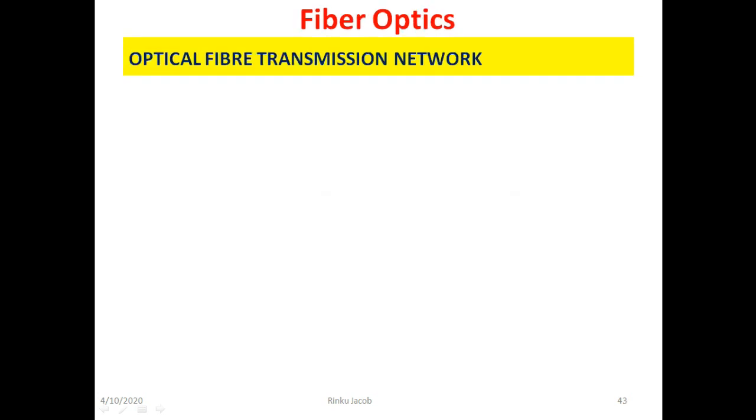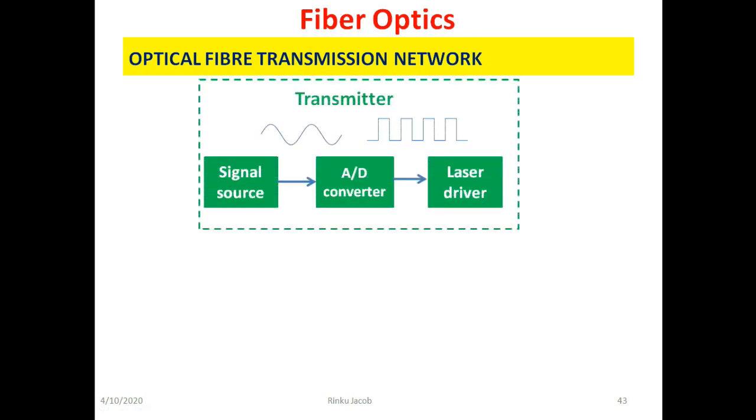Now we discuss the topic optical fiber transmission network. Here with the help of a block diagram, we discuss how a signal from a source is transmitted via optical fiber and we will see how this is received and reproduced to its original form. At first we see the transmitter section. This is the block diagram of the transmitter section.